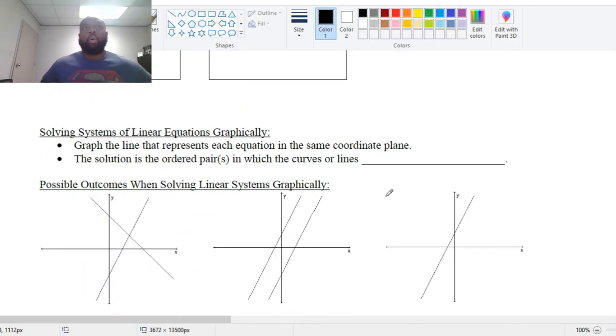There are multiple ways of solving systems of linear equations and other systems. We're going to talk about three ways in this video. The first way of solving systems of linear equations in two variables is to solve them by graphing. We're going to graph the line that represents each equation in the same coordinate plane. Then the solution is the ordered pair where the lines intersect. Our solution is always the point of intersection.